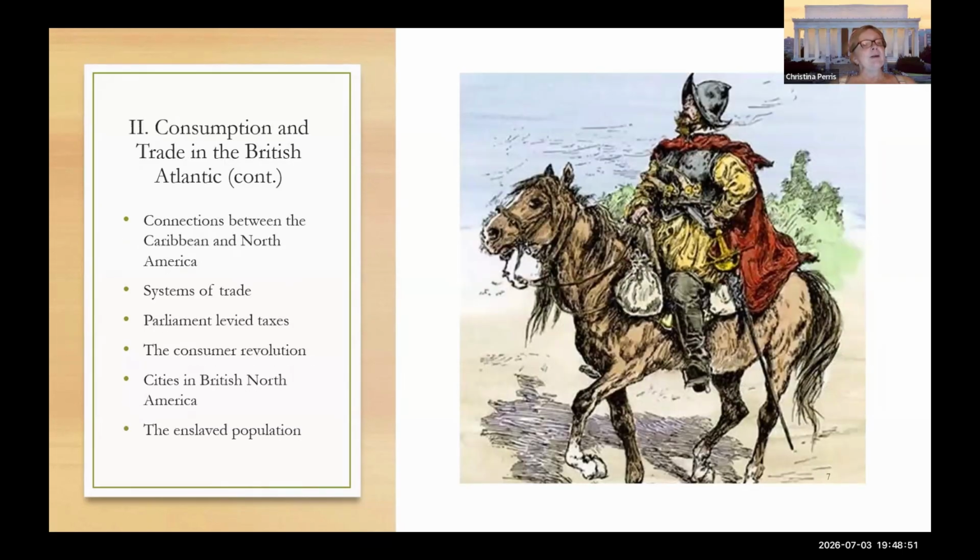connections between the Caribbean and North America benefited both sides. Those living on the continent relied on the Caribbean colonists to satisfy their craving for sugar and other goods like mahogany.